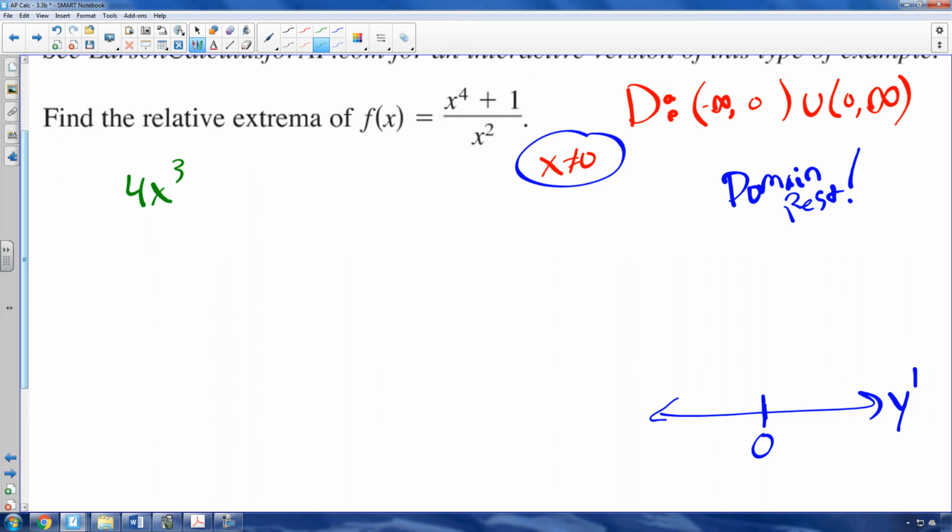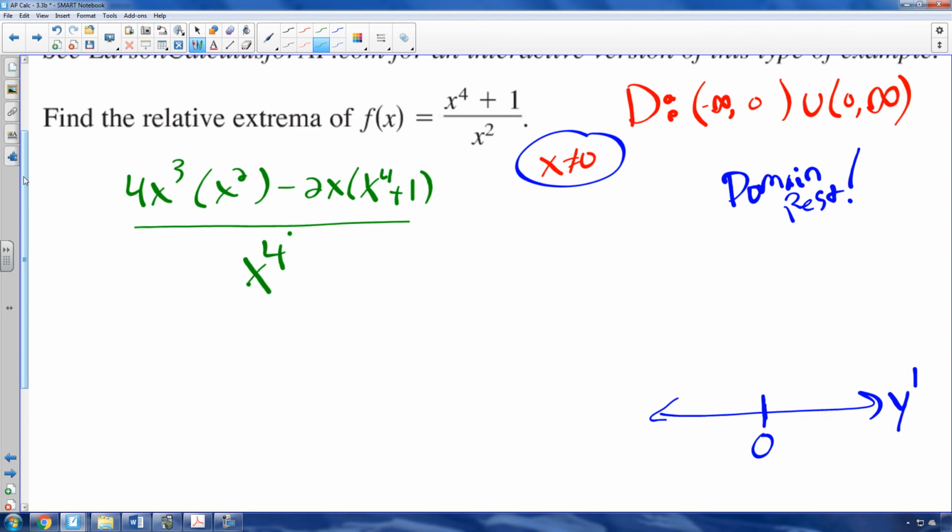4x cubed, derivative of the top, times the bottom, minus derivative of the bottom, times the top, all over the bottom squared. Well, you'll notice the following. When you set the bottom to 0, x equals 0 is going to show up on our number line. So x equals 0 is a critical number. Okay? That whole top is basically a polynomial. You should be able to set that equal to 0 and solve pretty easily, and then take it from there.